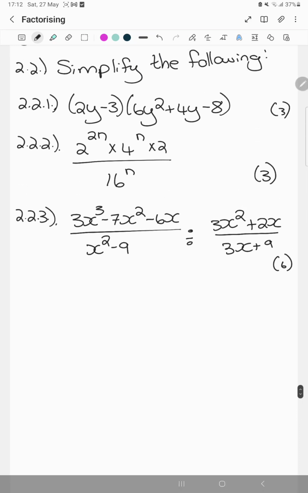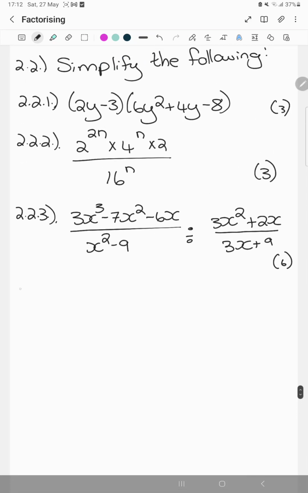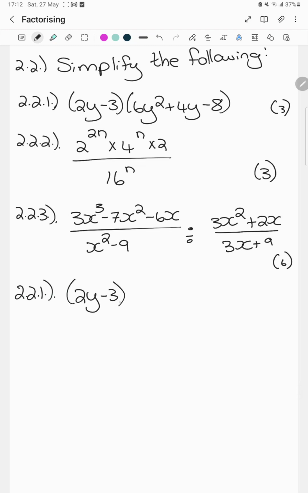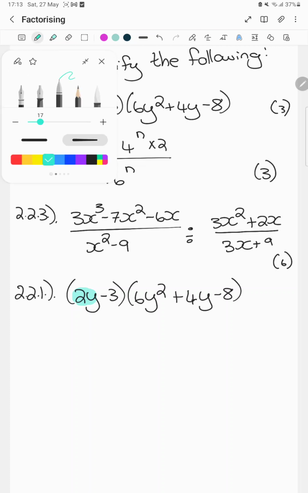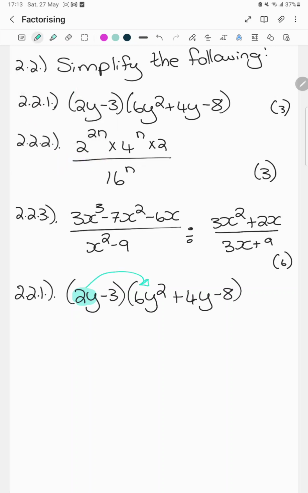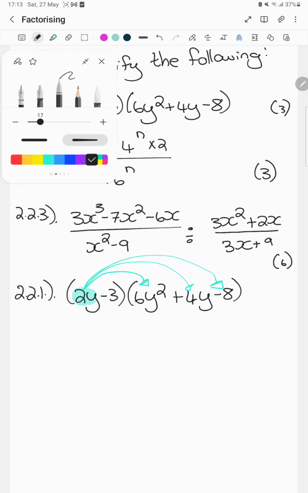So this is the part in your test where you definitely have to score some marks, because the work is not so difficult. I'm giving you 2y minus 3 bracket 6y squared plus 4y minus 8. This means you're going to take your first term in your first bracket, which is 2y, and multiply it with every term in the second bracket. So I'm going to multiply it with 6y squared, with 4y, and with minus 8. Let's start with that first.